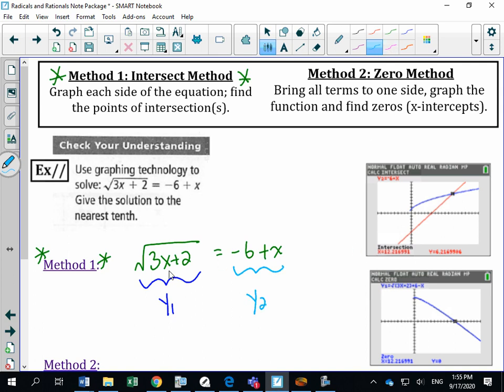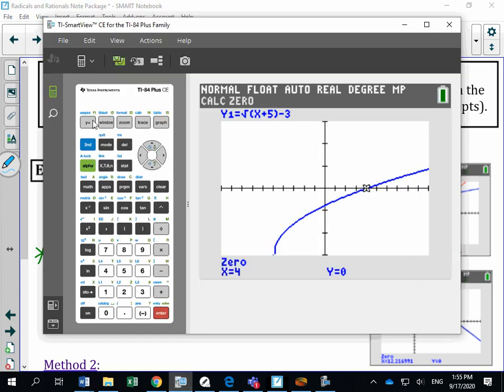When you type it into y1, you're going to have a radical graph, because that's our radical. This is going to be a linear function, so it's going to be a straight line. And then we're simply going to find the intersection of those two graphs. So let's punch it into our calculator and see what we get.